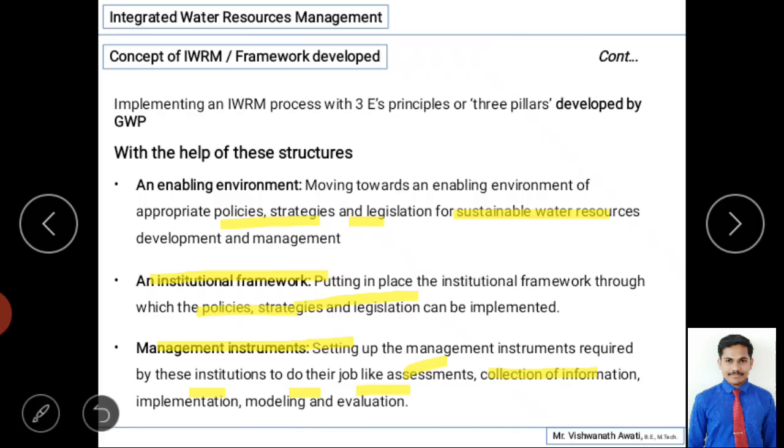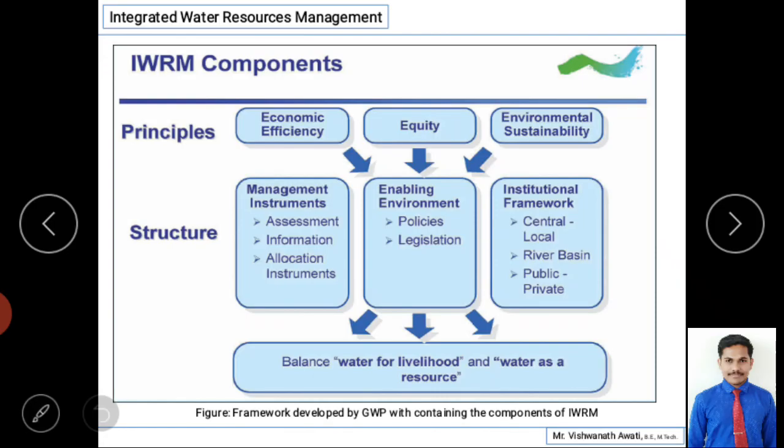It means that to complete the enabling environment and institute and to make it successful, they have to do some jobs. Those jobs will be given, or some capacity development or whatever resources are required to carry out all these activities has to be provided under management instruments. So these are the three main structures to achieve the basic principle of the 3 E's. Now we'll see how the principles and structures are interrelated.